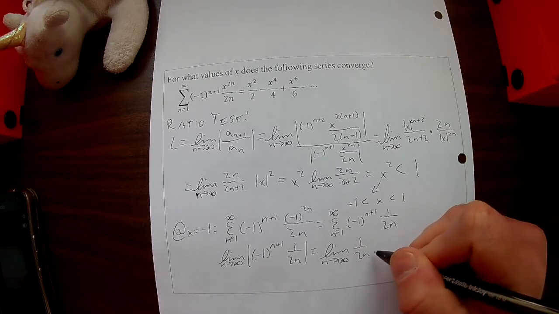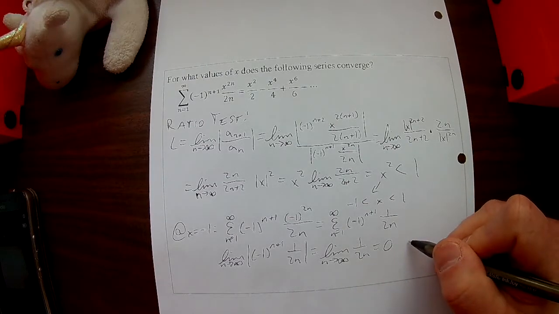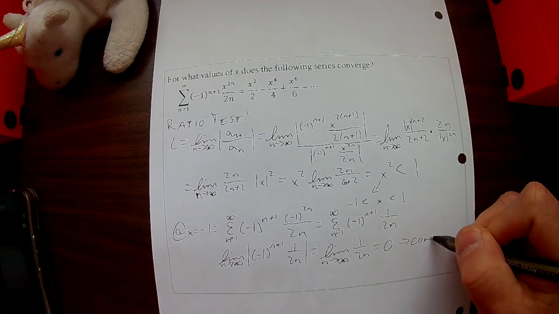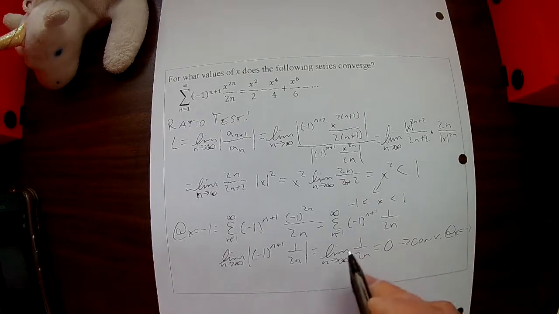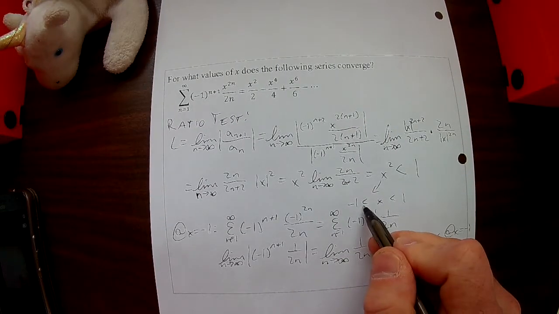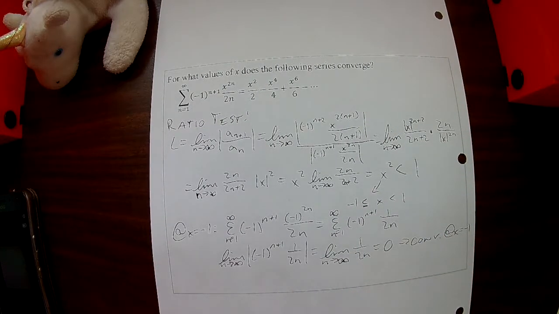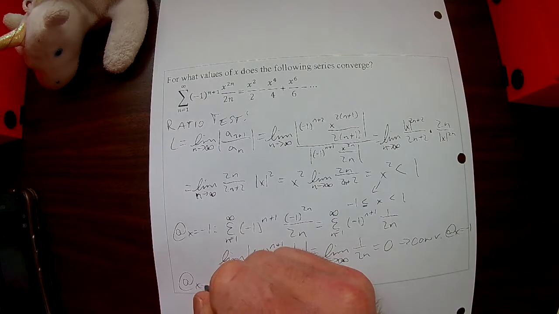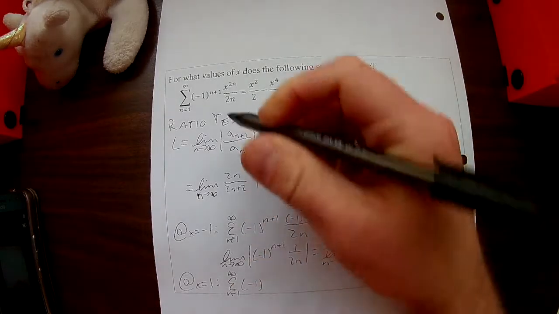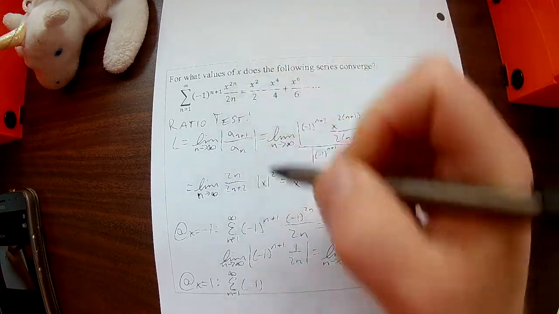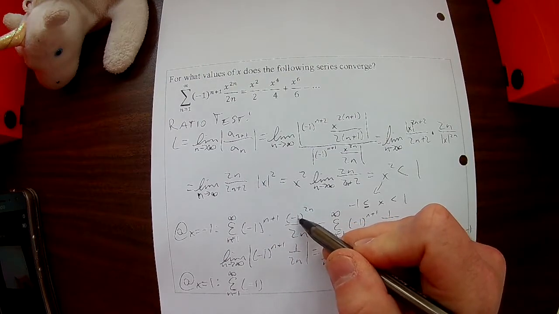One over 2n, I think we can all agree that's 0. Converge at x equals -1. So I go back up here and I make that or equal to. At x equals 1, we have the summation from n equals 1 to infinity of -1. I'm just going back up here, changing that to 1. So it's going to look the same as this, except that's going to be 1 now.